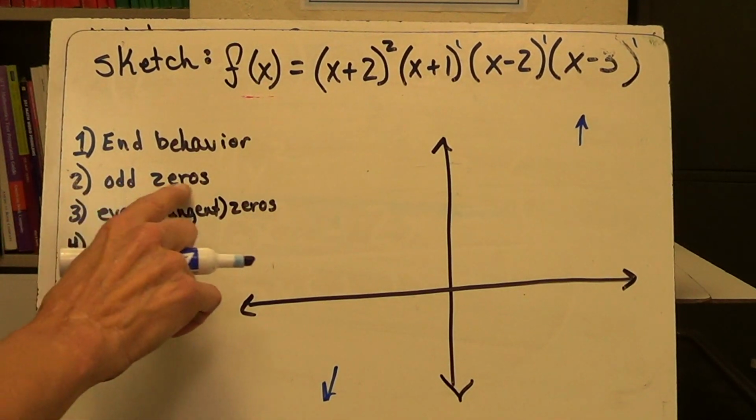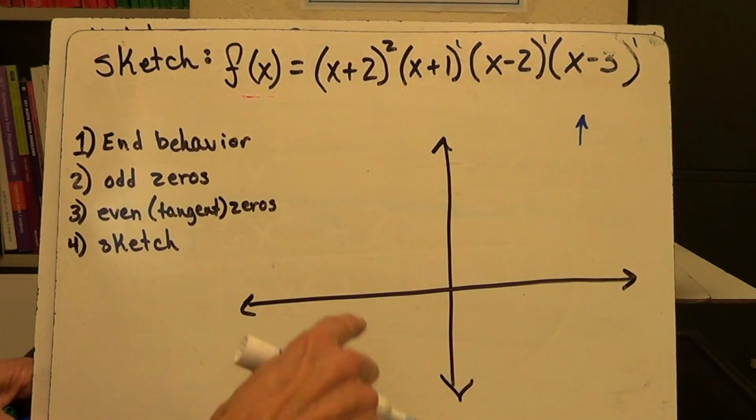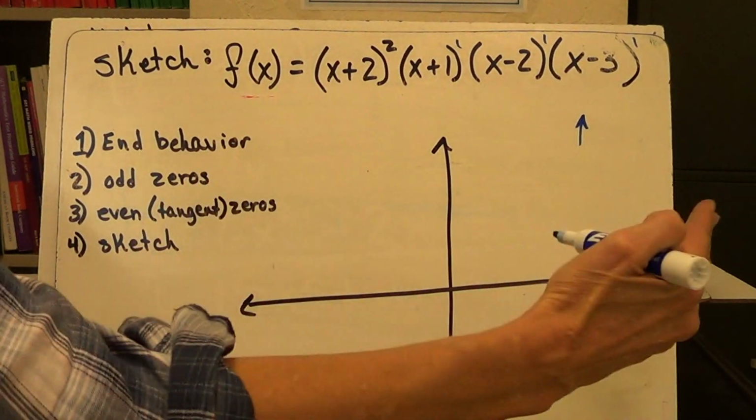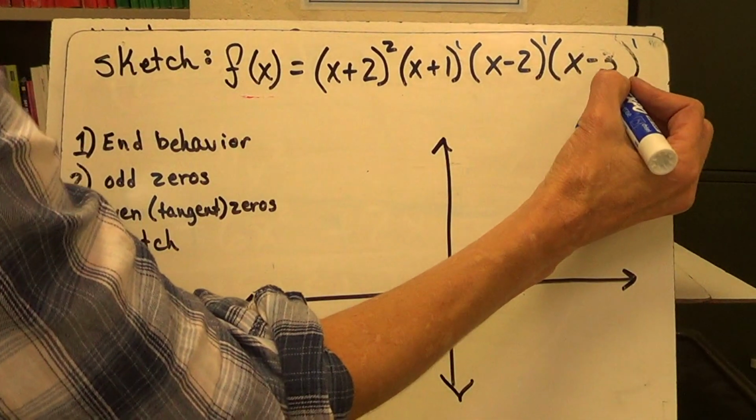Now, an odd number of zeros should occur on my x-axis. I should have 5 zeros. So I go to positive 3.